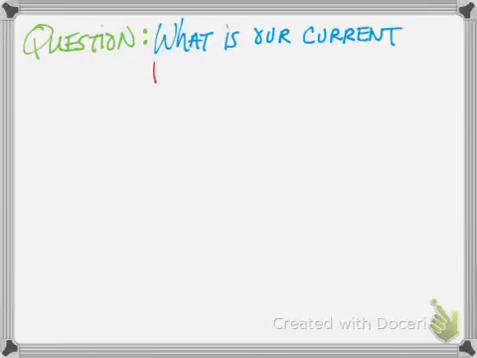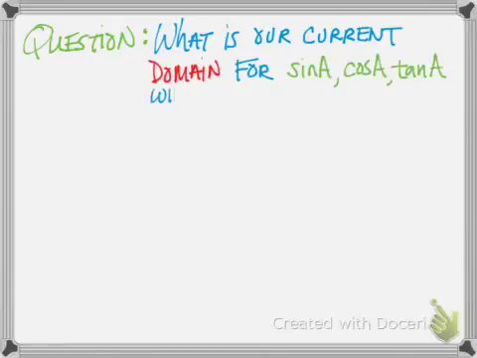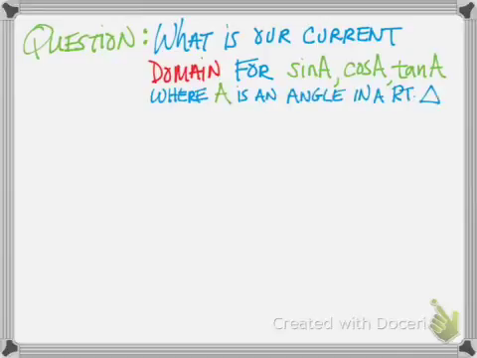Okay, so let's think about our trig ratios as trig functions as ratios. And the question is, what is the domain for sine A, cosine A, and tangent A, where A is an angle in a right triangle? So we're restricted to a right triangle. Well, let's think for a second about what domain is. Domain is, if we have a function, it's the values that we put into a function. The range is what we get out of a function.